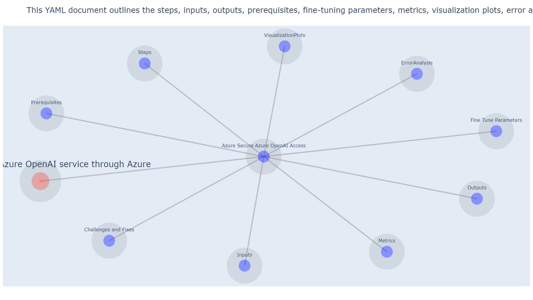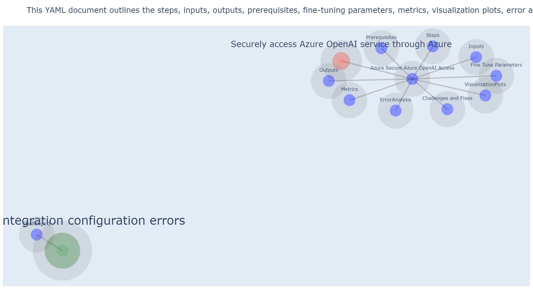Challenges and fixes. Challenge 1. Incorrectly configured Azure AD integration settings can prevent users from accessing the Azure OpenAI service. This may involve misconfigured authentication policies, incorrect user permissions, or issues with the Azure AD service itself.